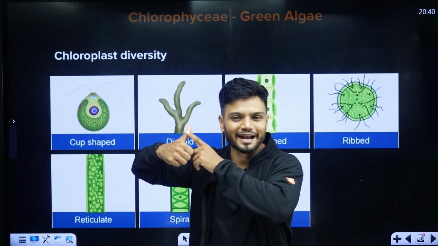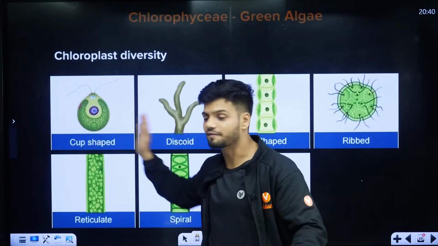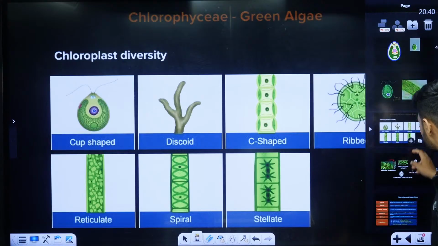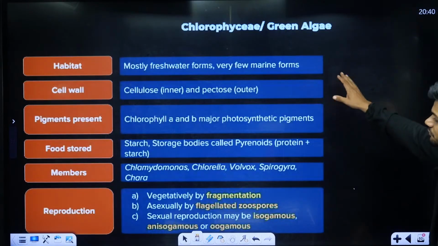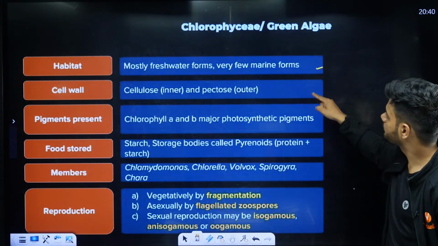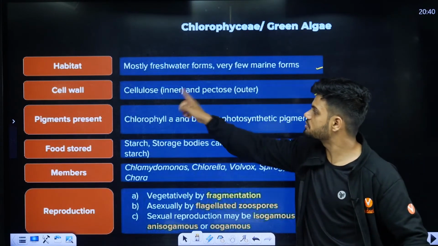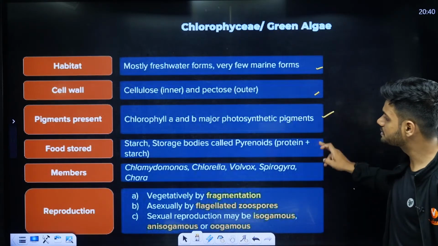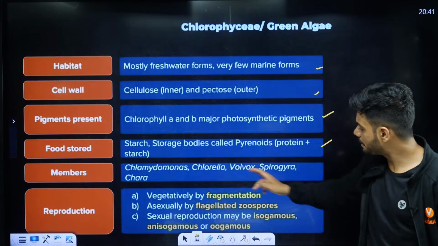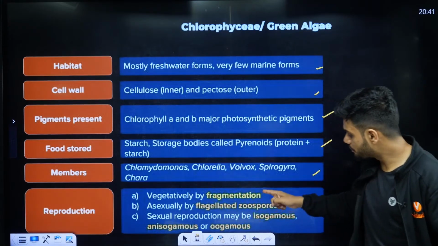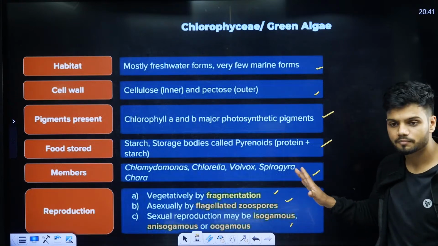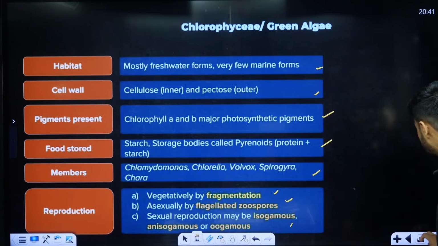Our thumbprint, we can identify people with the help of thumbprint. Same way, we have different types of chloroplast, students. Here I have given all the information about your green algae: habitat, cell wall, inner cellulose, outer pectose, pigments, food stored as pyrenoids, starch, members, reproduction. Reproduction, all three: vegetative, asexual, sexual. This is the entire thing about your green algae, students.